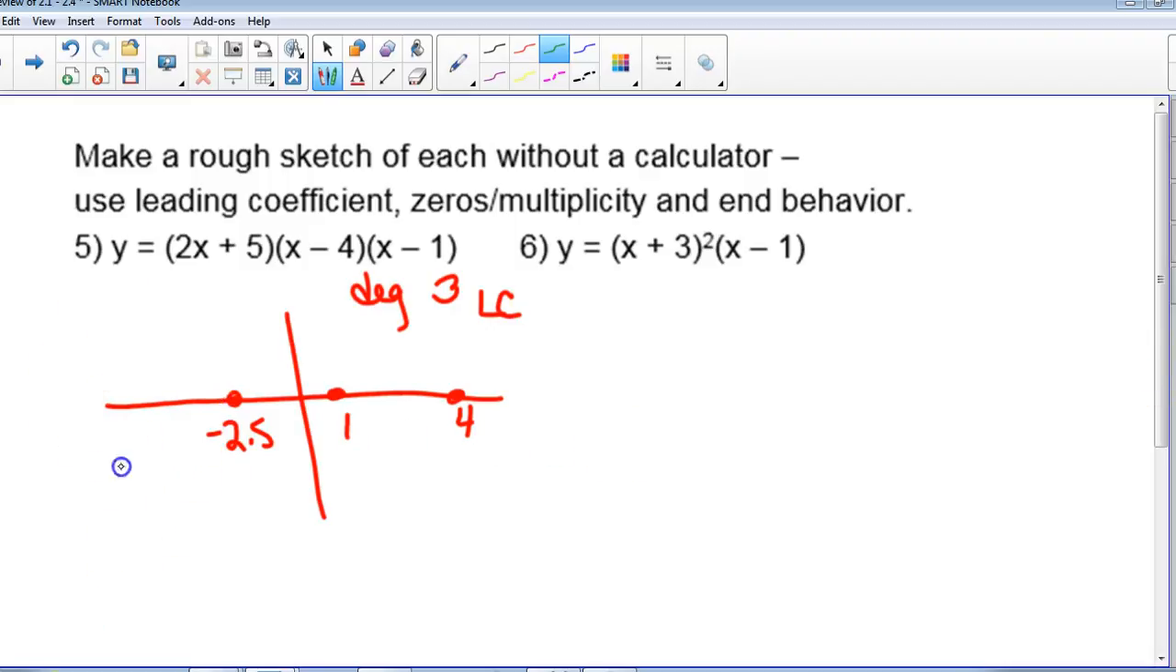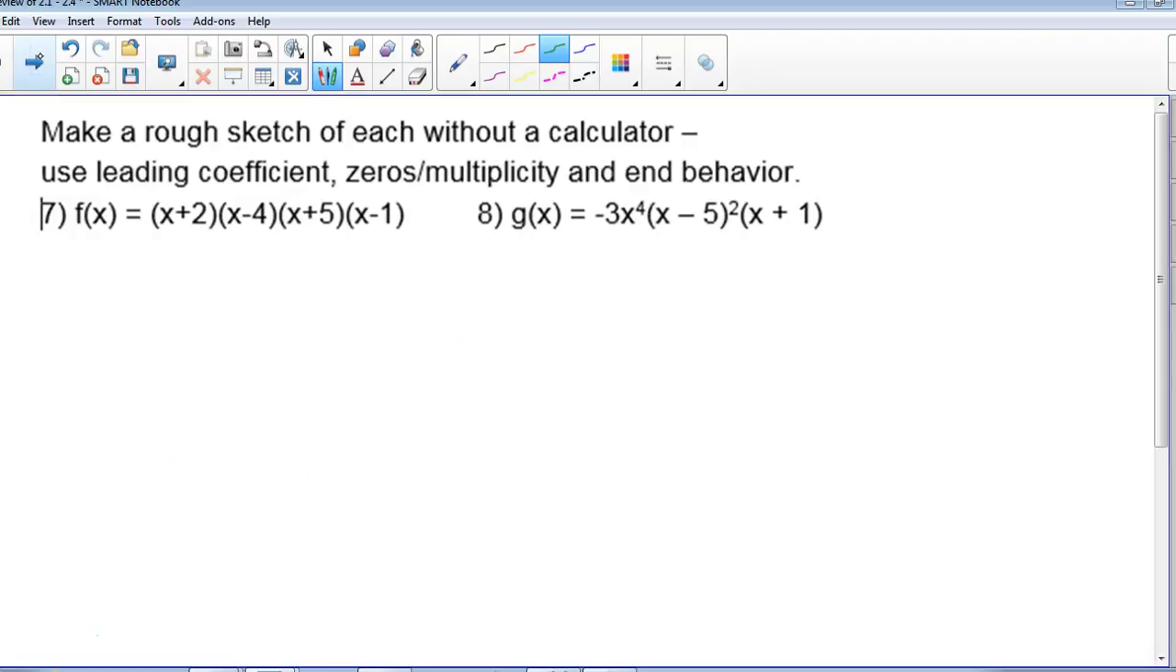If I'm going to start on the far left, should I start from the bottom or the top? Bottom. And it's going to cross at all those places, right? No bounces. Okay, so that's all you have to do for me. Well, it says multiplicities and zeros, so there was no multiplicity, right? Next one, yeah.